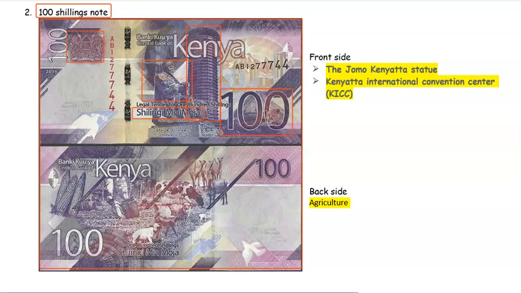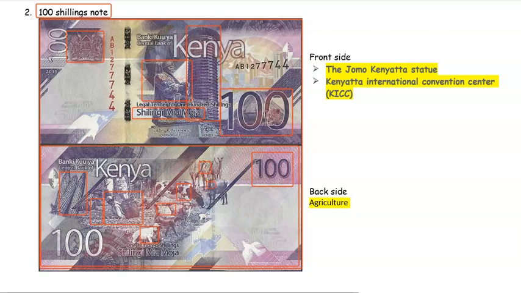So what about the back side? At the back side we have, this is the back side from here to here. So of course we have the value. Then you can see some maize. You can see a farmer harvesting coffee and tea leaves. You can see some animals. These are goats. This is sheep. This is a cow. These are camels, and this is another cow.